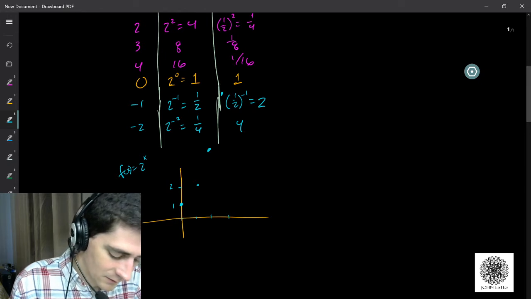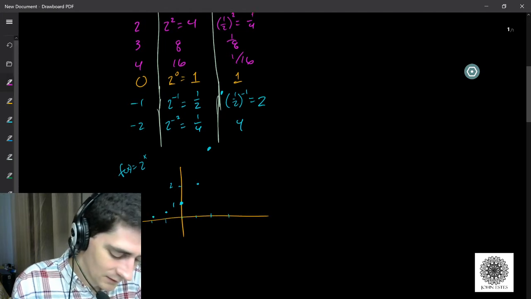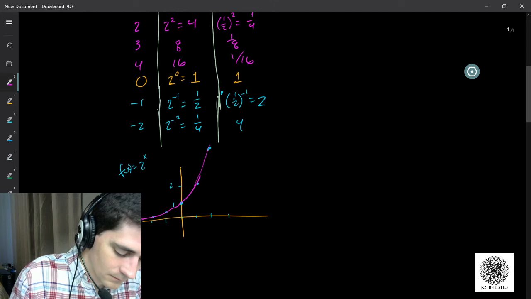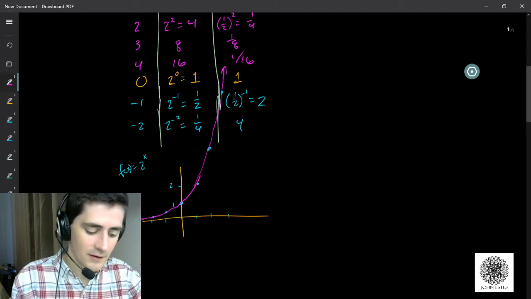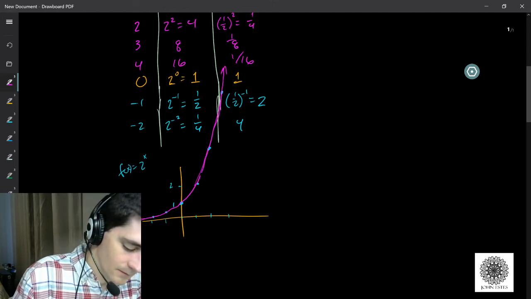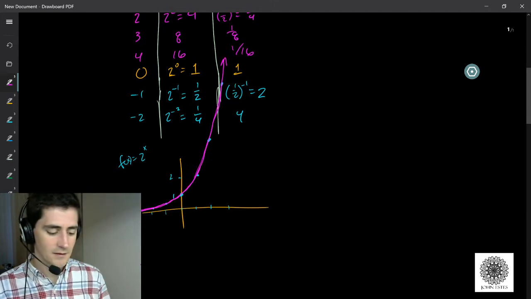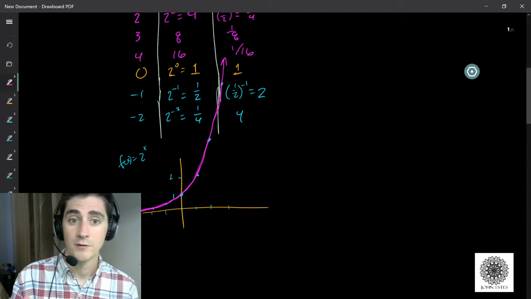And if I go in the negative direction, at -1, I'm at 1/2. At -2, I'm at 1/4. And as you connect the dots, you're going to get this kind of structure. All right, it's just going to skyrocket like that. Okay, and as I go out to -infinity, it's going to approach 0.